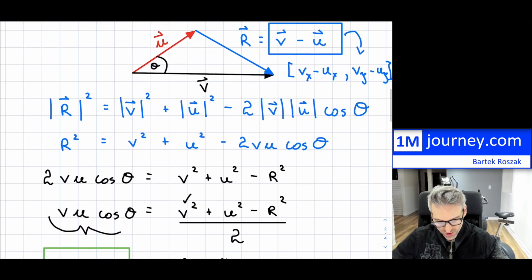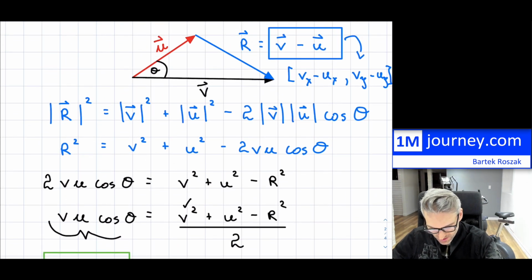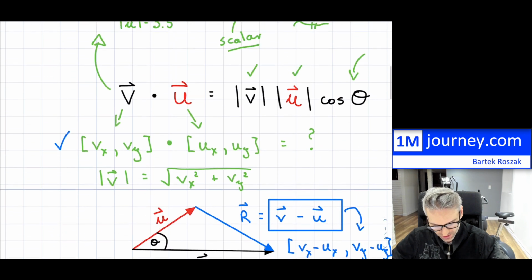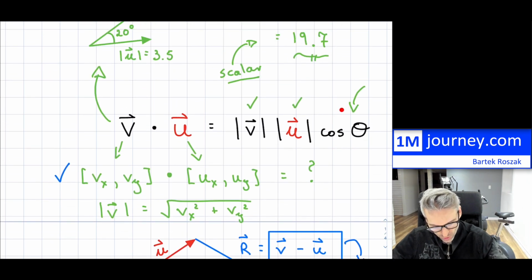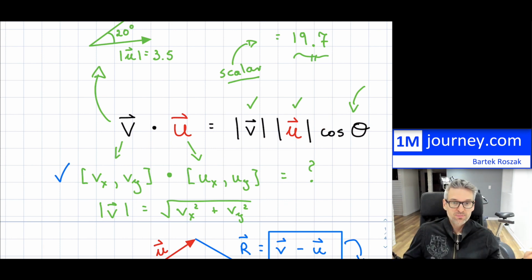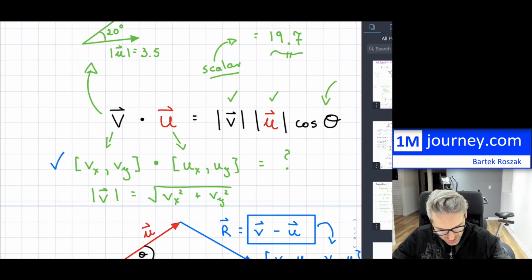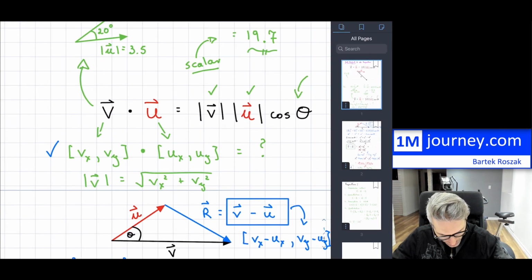We don't need to know what this angle is right here when we are working. So this cos of this angle theta just falls apart if we have it in Cartesian coordinates. So let me just show you. I'll give you an example of this.